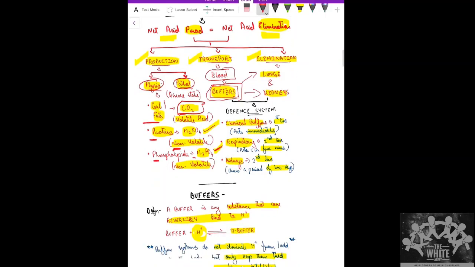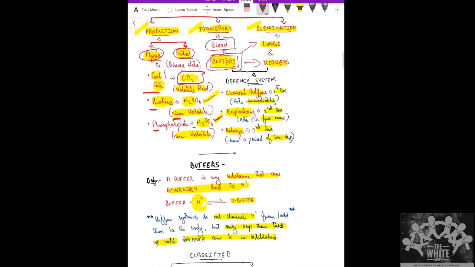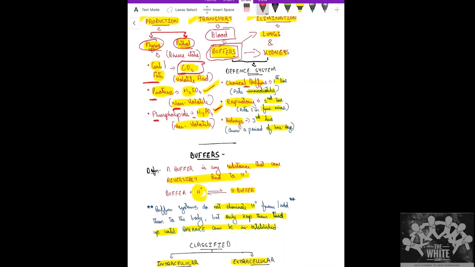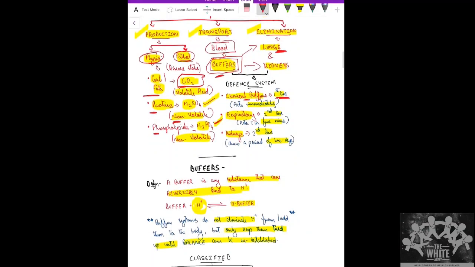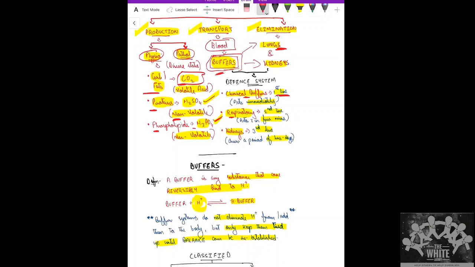So what will be the defense system? First are the chemical buffers, as we saw. These are the first line, which acts immediately. Followed by that, chemical buffers deliver the acids and bases to the lungs. So the second line is respiratory, which acts within a few minutes. Lastly, and the best among all, are the kidneys. These are the third line, which acts over a period of a few hours to days.